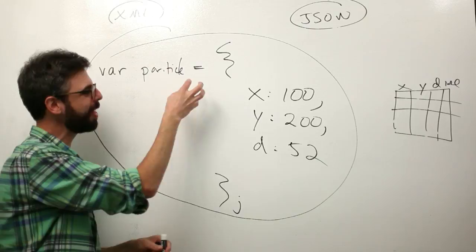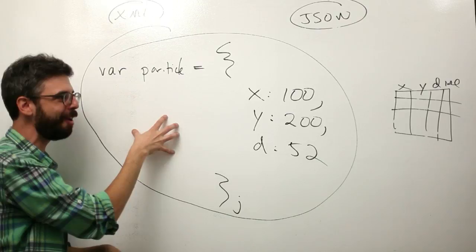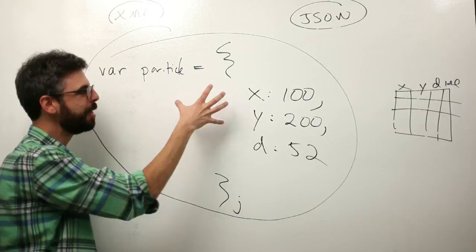And we've kind of seen this in Processing. class Particle, float x, float y, float d. So this is kind of like, instead of a template, this is just making the object itself. What's interesting about JavaScript Object Notation is if you put this into a text file, this is exactly the syntax for storing that data.